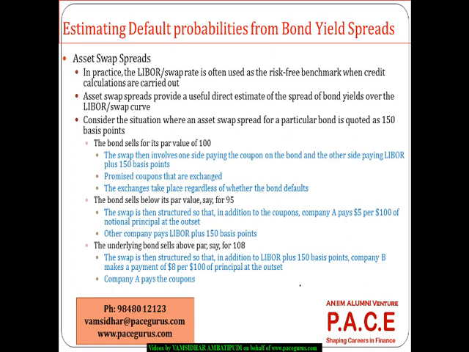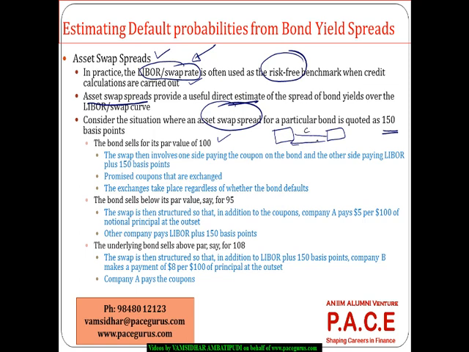And though we talked about the credit default swap spreads, the asset swap spreads also play an important role. Because in practice, the LIBOR or the swap rate is used as a kind of proxy for risk-free when the credit calculations are carried out. And when I am looking at the asset swap spread, which uses the LIBOR or the swap rate, it is providing a direct estimate of the spread. Take an example. Let's say the asset swap spread is 150 basis points. So if the bond is selling for par, one party pays the coupon and the other party pays LIBOR plus 150 basis points.